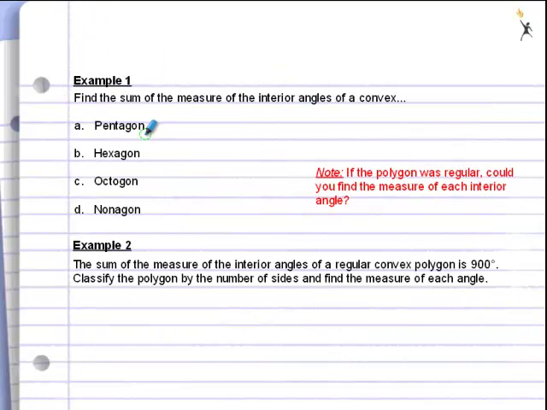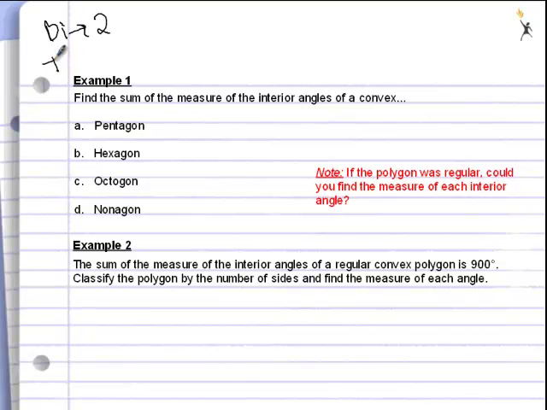Here we see in example 1, we're told to find the sum of the measure of the interior angles of a convex, and then we have pentagon, hexagon, octagon, nonagon. Now, you're going to need to know different prefixes, meaning words that are used to describe a specific number. You already know, bi, okay? Bi is a prefix to determine 2, whether it's bicycle, okay? Bicameral, something that has 2 cams, like a bow or a car engine.